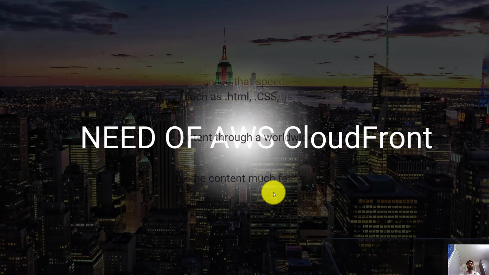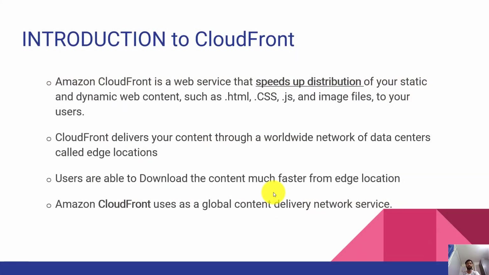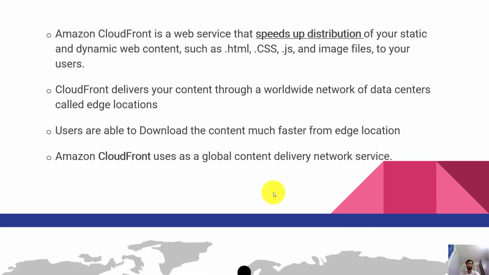AWS CloudFront. First of all, Amazon CloudFront is a web service that speeds up distribution of your static and dynamic web content such as HTML files, CSS scripting files, JSON files, image files, and also video files to other users. CloudFront delivers your content through a worldwide network of data centers called edge locations. Users are able to download the content much faster from edge locations. CloudFront uses global content delivery network services.